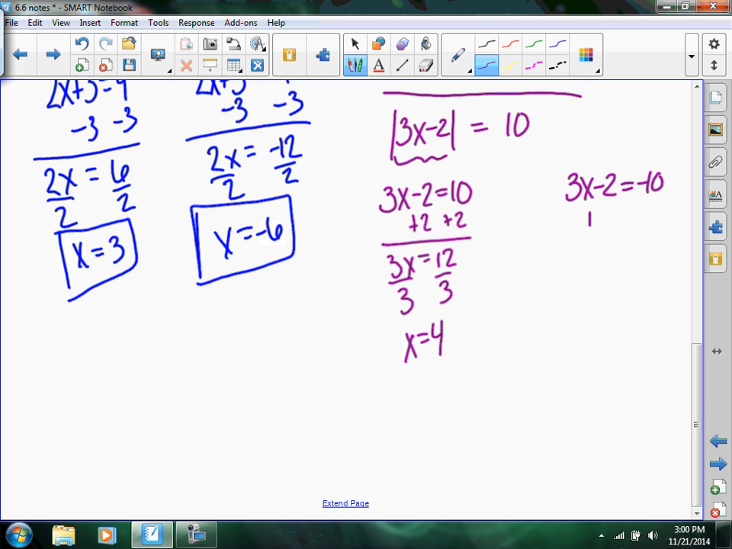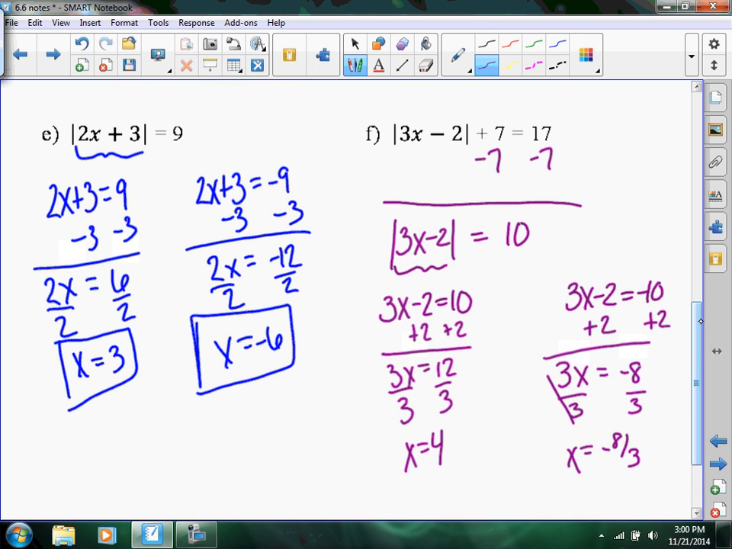And then for the other problem, I'm going to do the same steps. I'm going to add the 2, but I end up getting a different number. I'm going to get negative 8. And when I divide by 3, I'm going to get negative 8 thirds. Now, a lot of times students think that you can't have a fraction for an answer. So this is why we always substitute to see if it works.